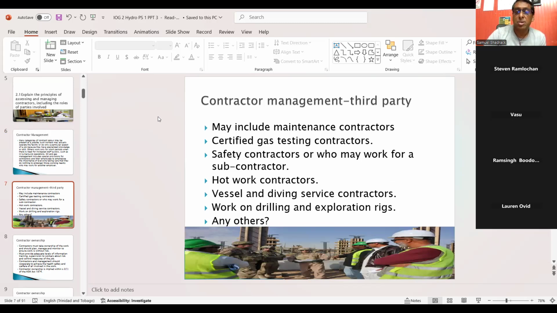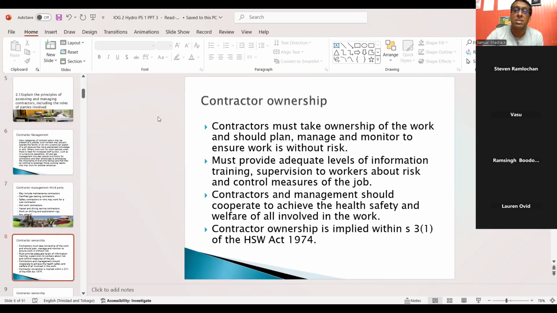Contractor management, third party, may include maintenance contractors, certified gas testing contractors, safety contractors who may work for a subcontractor, hot work contractors, vessel and diving service contractors, work on drilling and exploration rigs. And you could think of any other contractors, right? There's so many different contractors on a site.